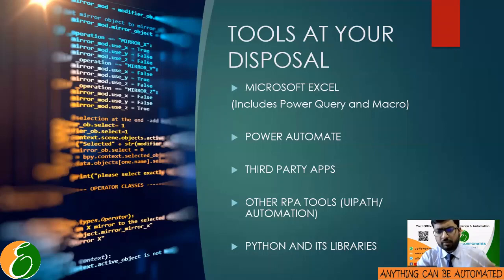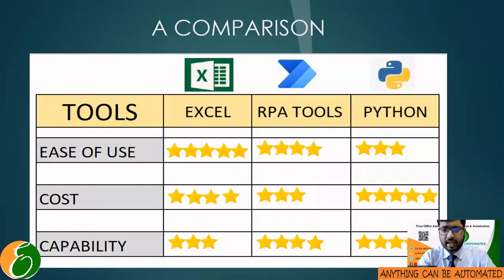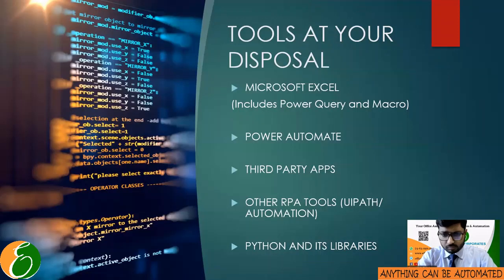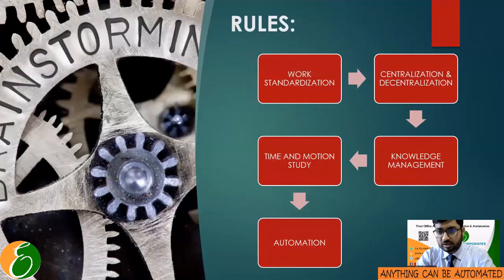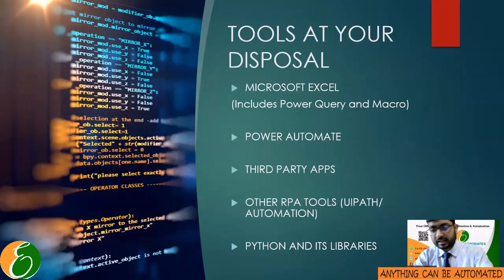Here we'll be talking majorly about these 3 tools: Excel, some RPA tools, and Python. Talking about Microsoft Excel, we will cover how Power Query and even macros work. It's not only about simple Excel, but also how Excel can be leveraged to automate the work we have discussed, how it can be used to standardize work, how you can do a time and motion study, and how you can automate that work. Even a bit of knowledge management, the write-up part, can be done in Excel.